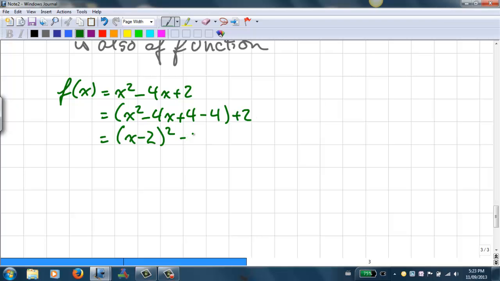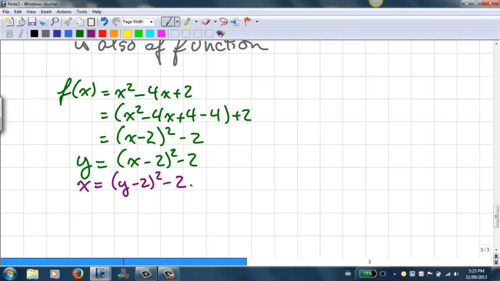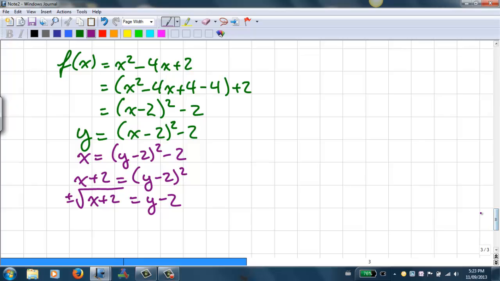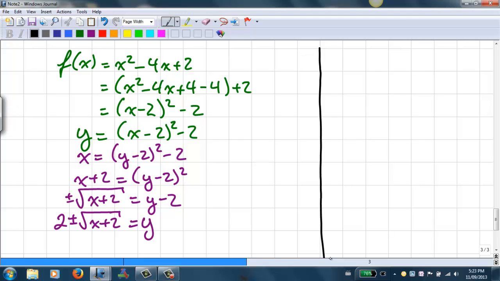So first step I did here is I completed the square. And again, if you're new to these videos, remember you can pause them anytime. You can rewind them, and you can see what's going on. Of course, you'll have to listen to me again, though. So solving for y there in purple, getting y by itself, and we've got 2 plus or minus the square root of x plus 2.